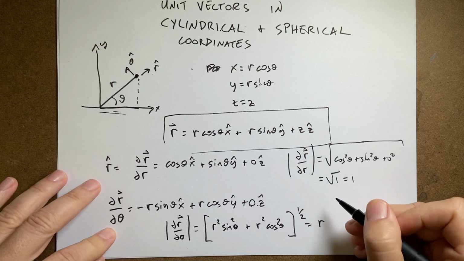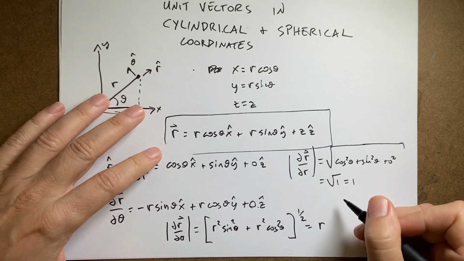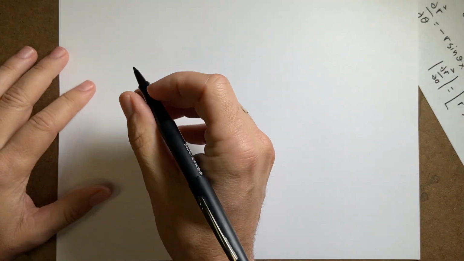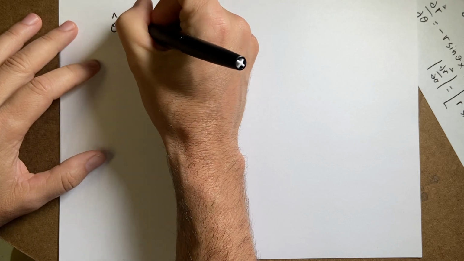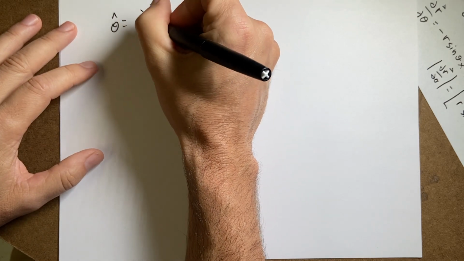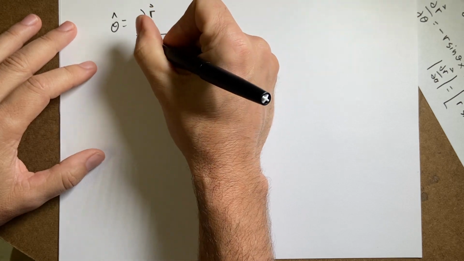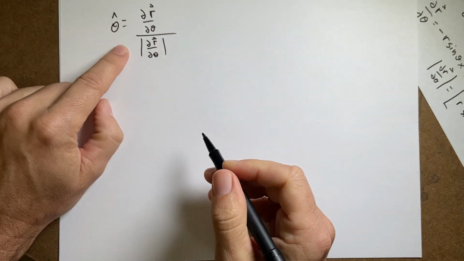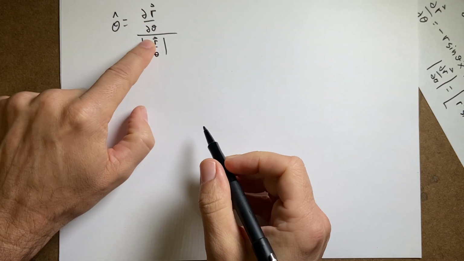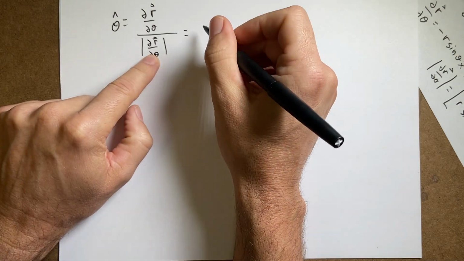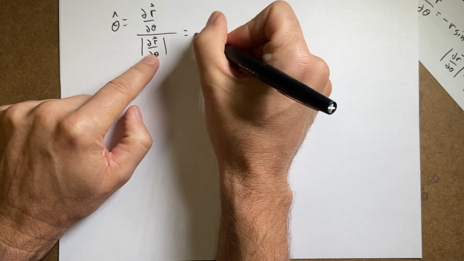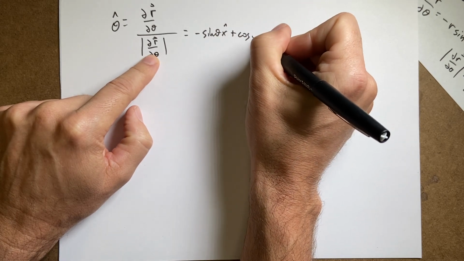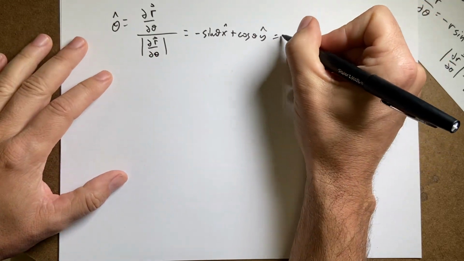So now to get theta hat, I need a new piece of paper. Yeah, this is going to go crazy, just so you know. So theta hat is going to be the partial of r with respect to theta divided by the magnitude of the partial of r with respect to theta. So then that makes it a unit vector because I have to divide by the magnitude. So this is r, so I get negative sine theta x hat plus cosine theta y hat. And that's equal to theta hat.